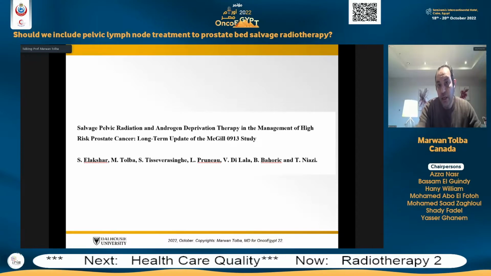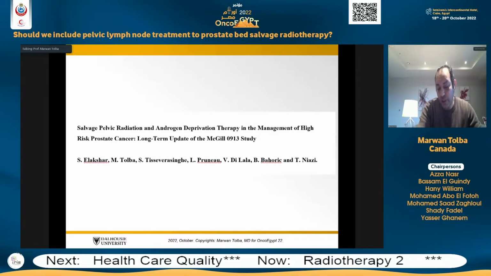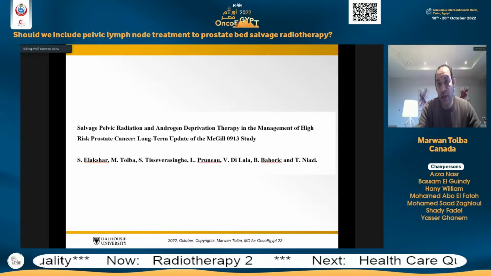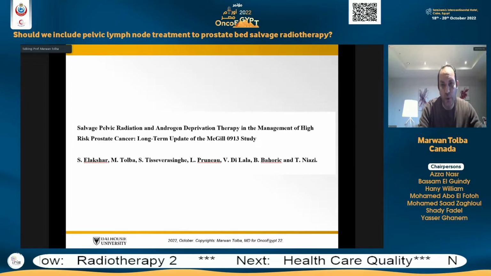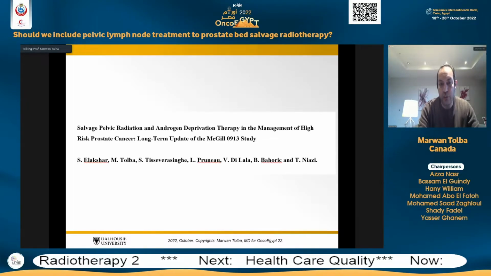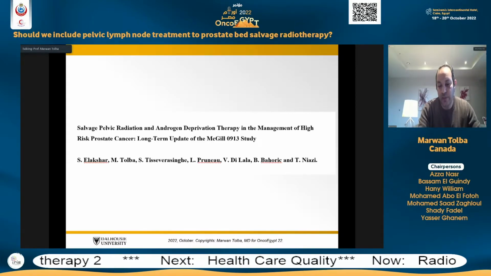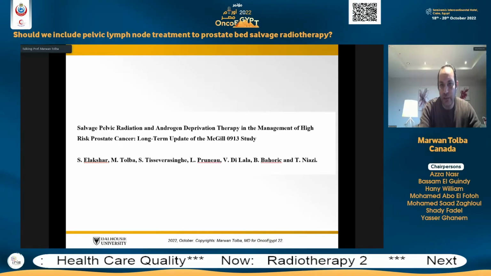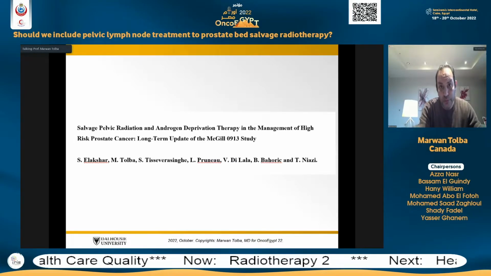One last thing, the McGill 0913 trial, I'm one of the co-authors of this trial. We are doing the long-term update data. We doubly escalated the treatment using long-term ADT and whole pelvis radiation therapy. I hope this will come soon. We are running out of time. This trial is actually under review and will come soon.